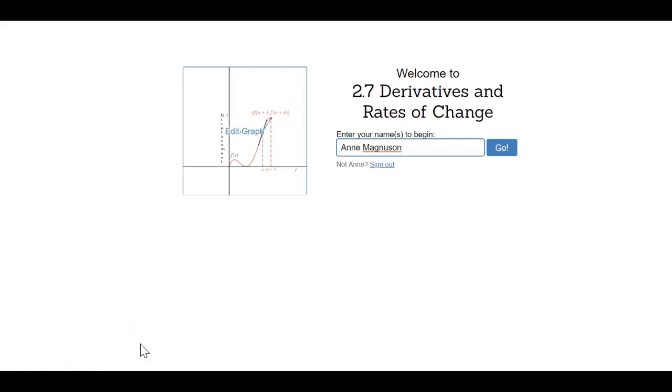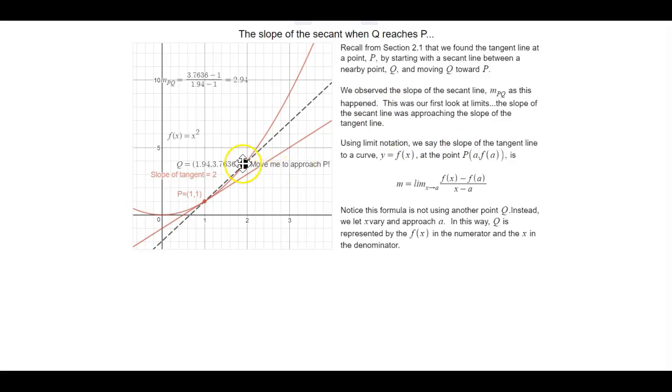Hello, and welcome to Section 2.7, Derivatives and Rates of Change. You need to remember Section 2.1 as we talk about this section. We're going to be revisiting that concept of the slope of a secant approaching the slope of the tangent to a point when you move another point closer and closer to the point you're interested in.